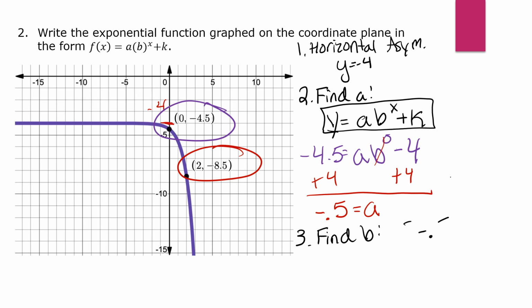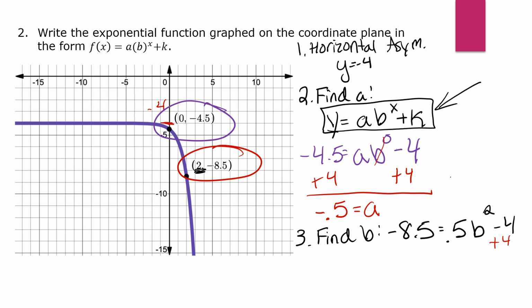Sorry, I'm getting squished, so I'm going to erase this. Okay, so we're plugging it into this equation. My y value is going to be negative 8.5. A is negative 0.5. B, I don't know what b is, that's what we're trying to find. We're taking that to the second power because that's my x value in my point, and then plus or minus 4 on the end for k. And then we can go ahead and solve.